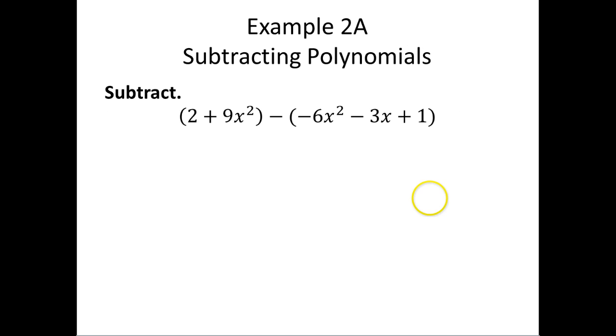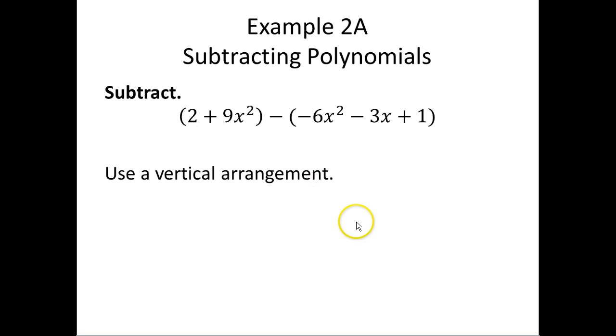So here we go. Notice here, I'm going to be subtracting this polynomial from this polynomial here. We're going to use a vertical arrangement. The first thing I do is write my first polynomial in standard form, 9x squared plus 2. Now remember, I'm adding the opposite of the second polynomial. So I take the opposite of each of these terms. The opposite of negative 6x squared is positive 6x squared. The opposite of negative 3x is positive 3x. And the opposite of positive 1 is negative 1.